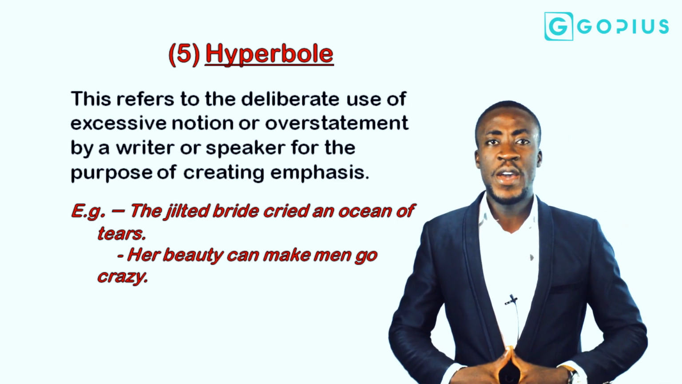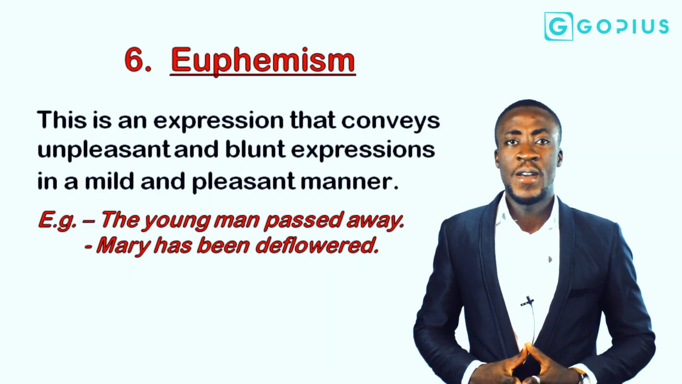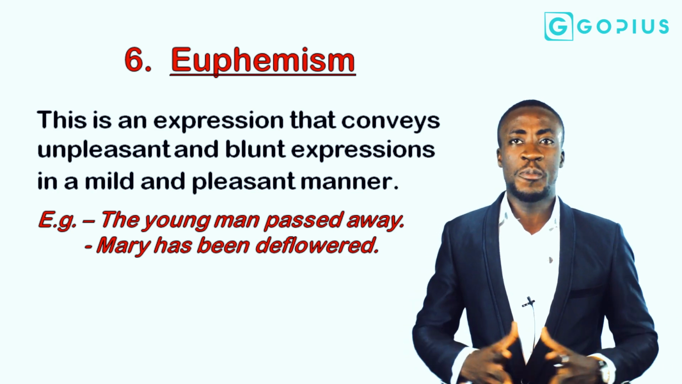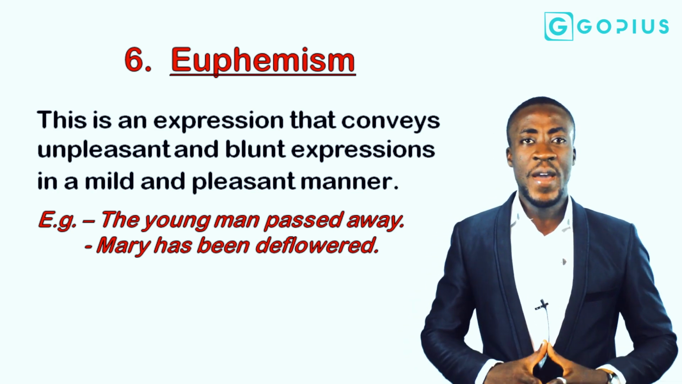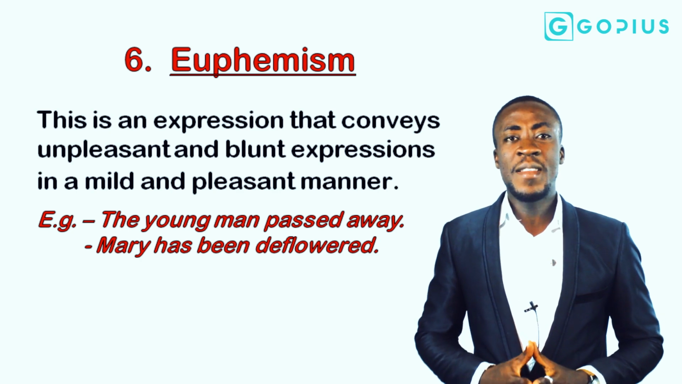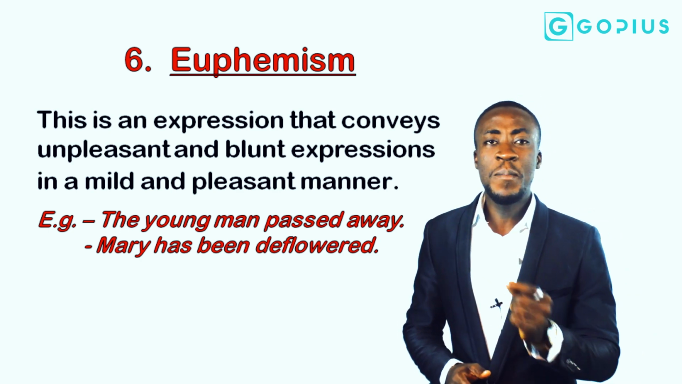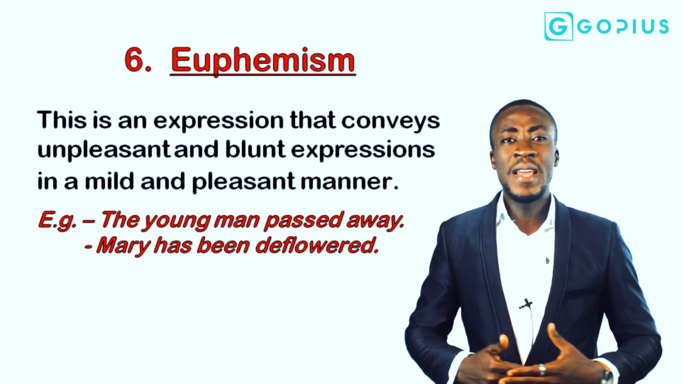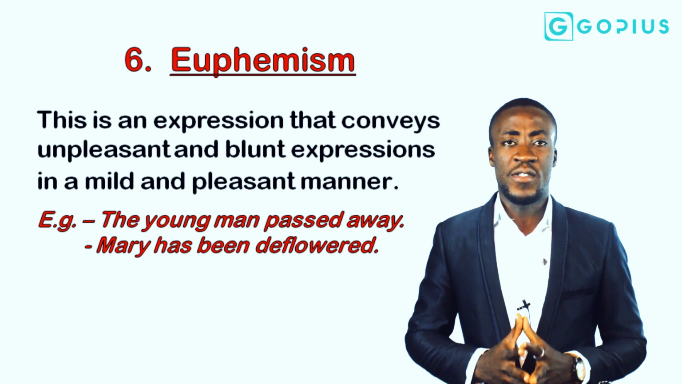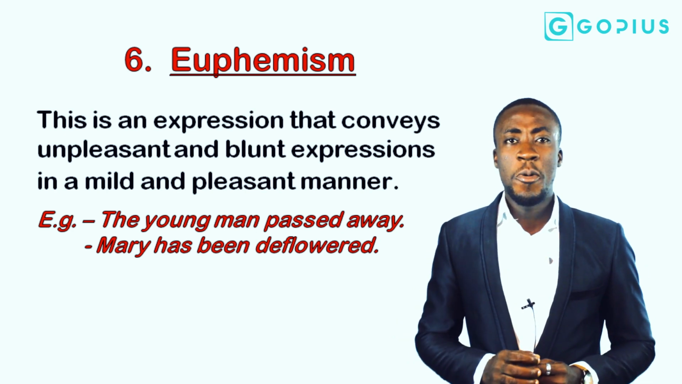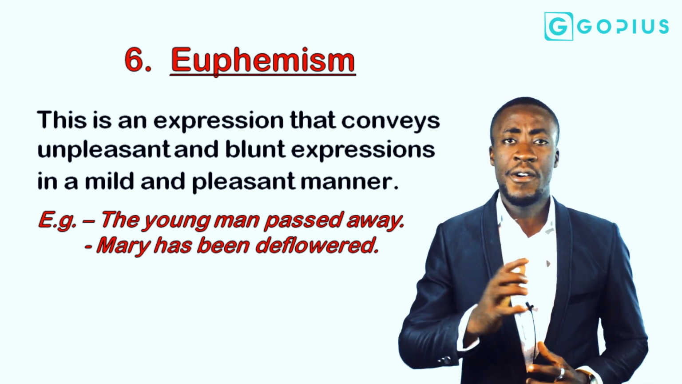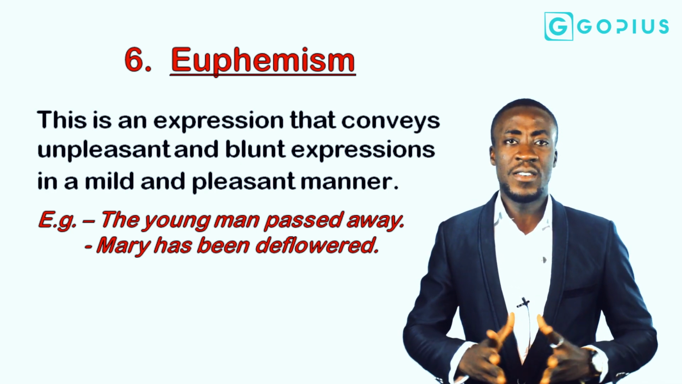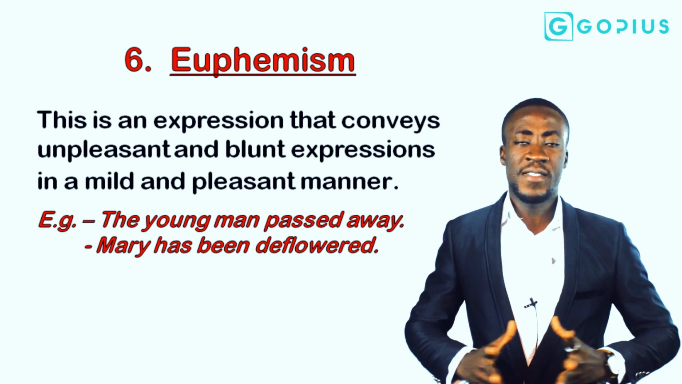Now, the next figure of speech is euphemism. Euphemism is that expression that conveys unpleasant and blunt expression in a mild and pleasant way. So when we say that a statement is euphemistic, we are simply saying that the real meaning of the statement has been hidden behind mild words of expression, so that blunt and perhaps vulgar expressions are conveyed in simple and mild words. The young man passed away.